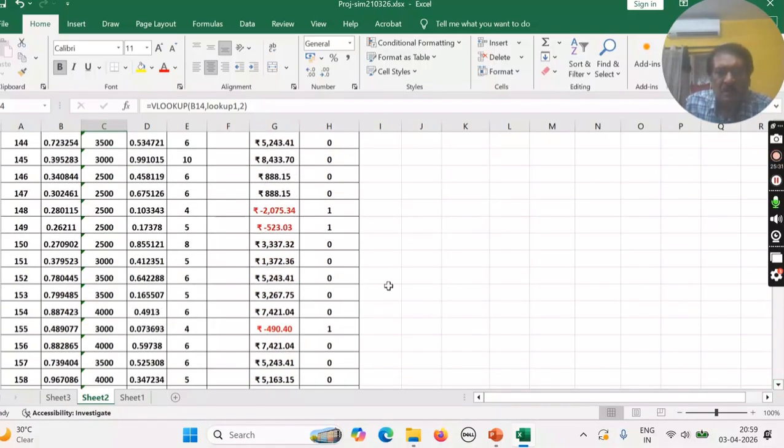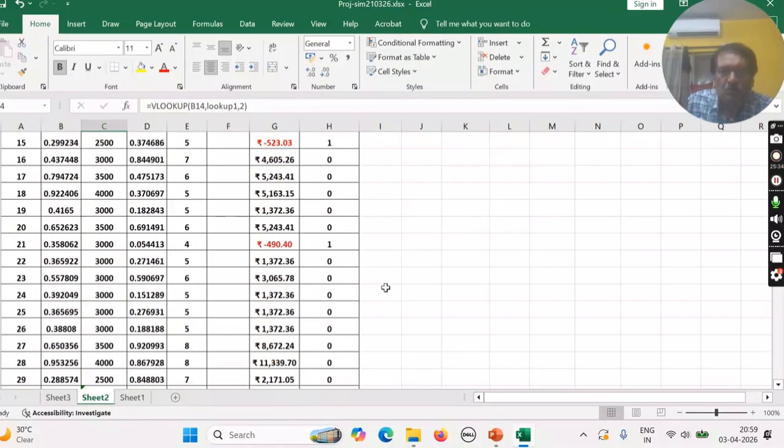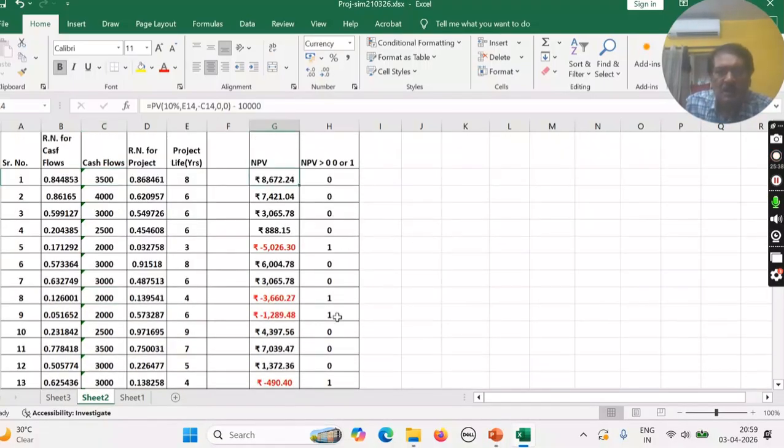Just drag it. One thing I need to mention at the same time, this is the calculation of NPV. I have used the formula for net present value. How? You will practice and check: equal to PV, means present value, this is the discount rate, and E14. What is E14? E14 is the life, that means 8 years, and minus C14. C14 means cash inflows.